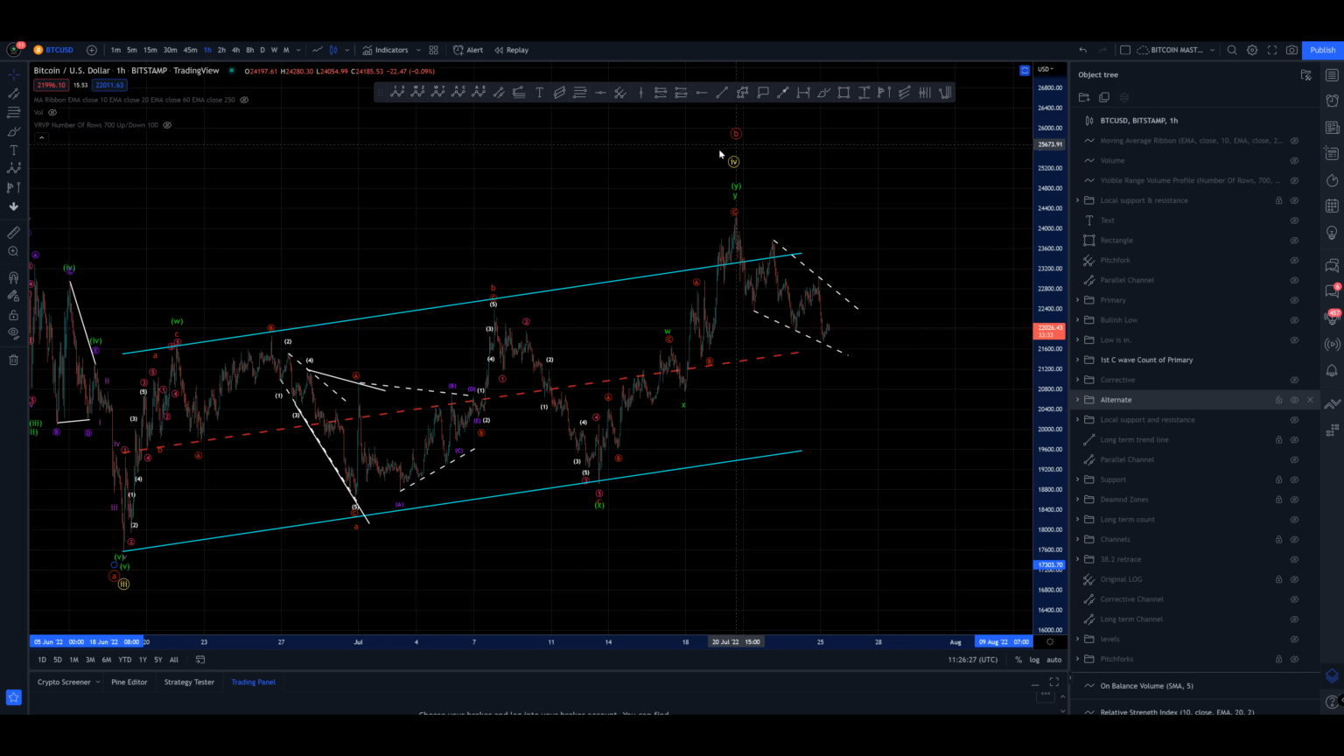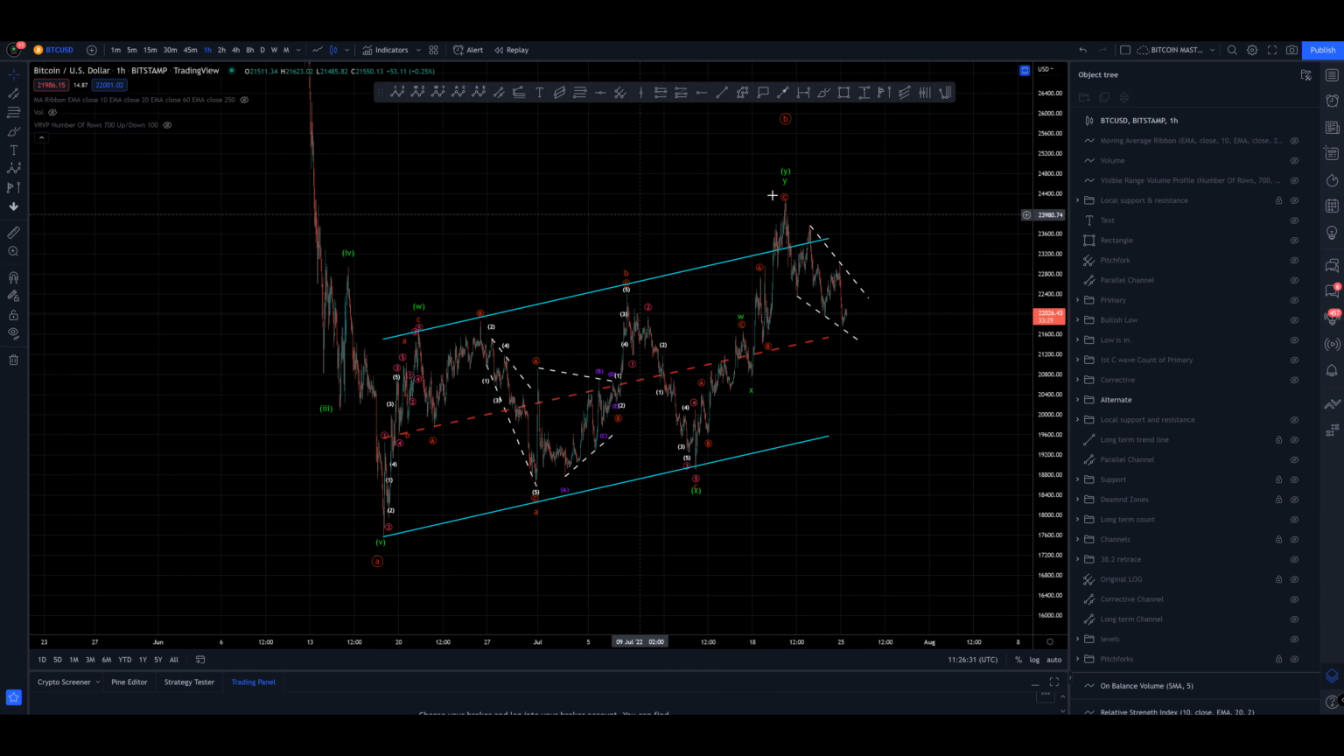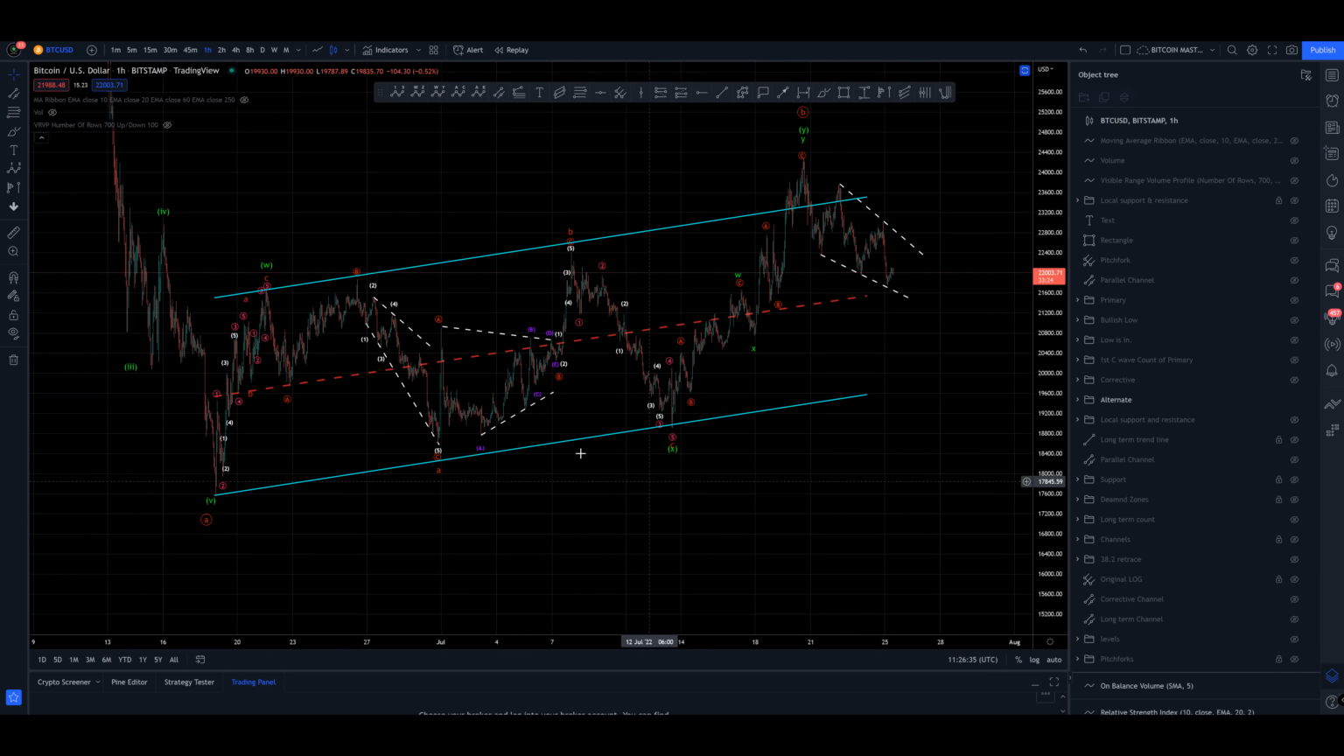Right. Oh no, sorry, excuse me. That is not the wave C. Yes, that's it. We need the alternate count, that this is a B. Sorry, I got a bit of overlapping price data there from an alternate count.